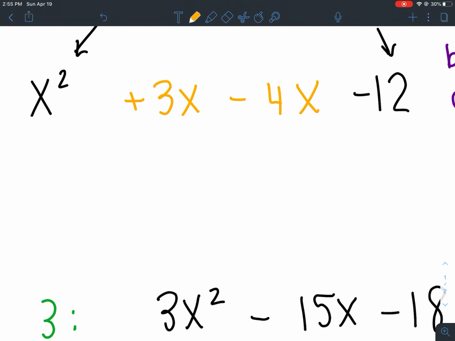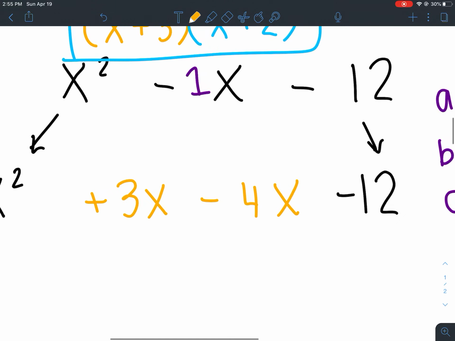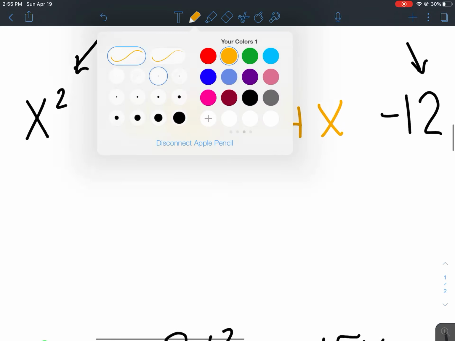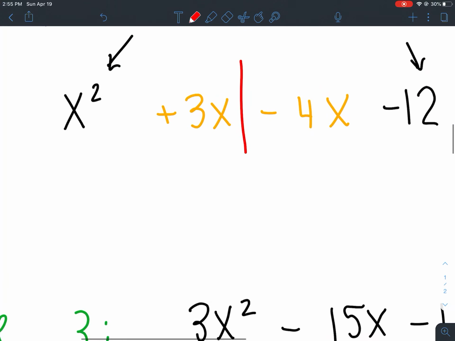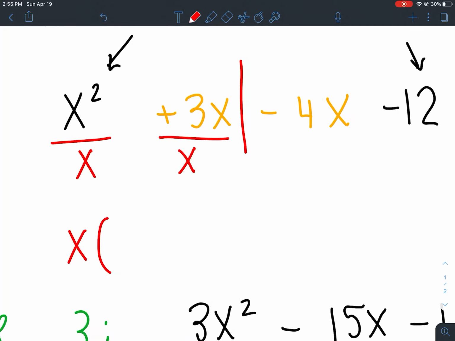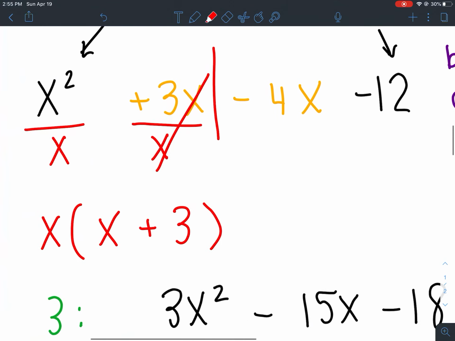Okay, once we're here at this step, you can check. Does 3x minus 4x make negative 1x? Yeah. So now we're going to split it into two groups, and then you're going to do a double GCF. The largest number I can take out of both is 1, but the largest amount of x's I can take out of both is 1x. So on the outside of my parentheses, I have x squared divided by x is x, and 3x divided by x is positive 3, because these x's cancel.